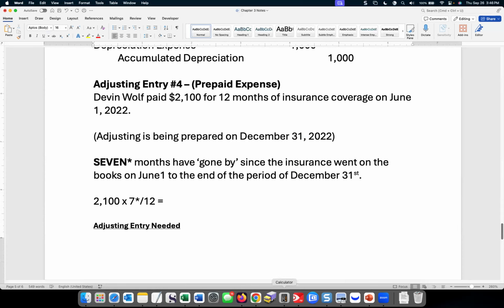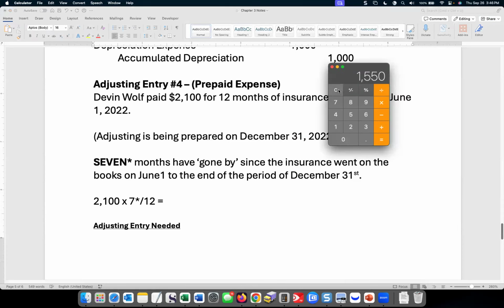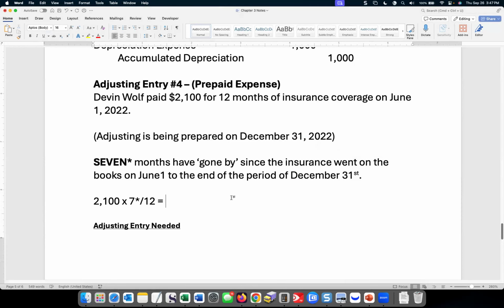So let's find out how much of that 2,100 we actually used. That 2,100 times the numerator divided by the denominator, and we get a total of $1,225. We'll say that's the amount of insurance used up, because again, you're just buying coverage.